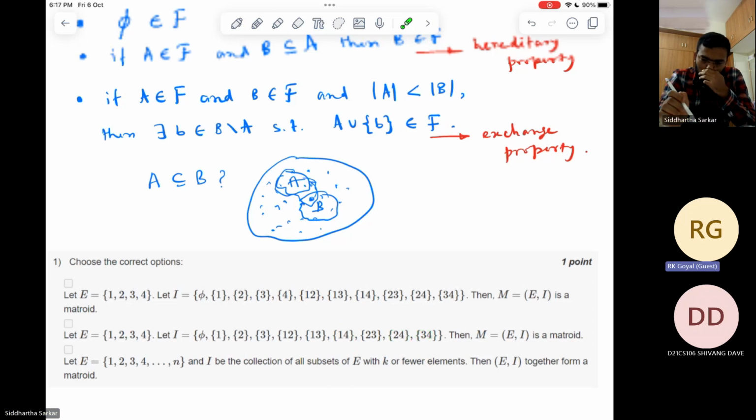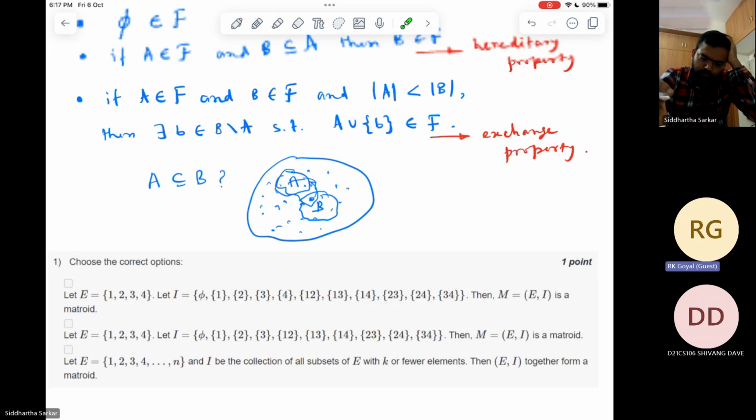And third is that E is this one. So we have increased the universe of discourse, and I is the collection of all the subsets of E with K or fewer elements, then E and I together. So if I only consider K or fewer elements as a member of the family.